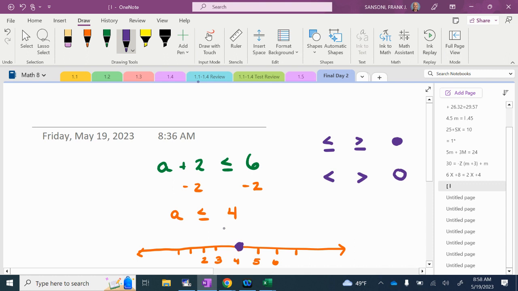So then I'm going to shade to the left of that closed circle. And I don't have to go on forever because all I have to do is put a little arrow right there. And so now I've graphed on a number line that inequality. Okay, so first of all, 2 steps. You have to solve the inequality, and then you have to graph the inequality on a number line.